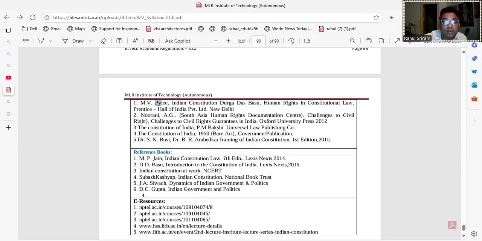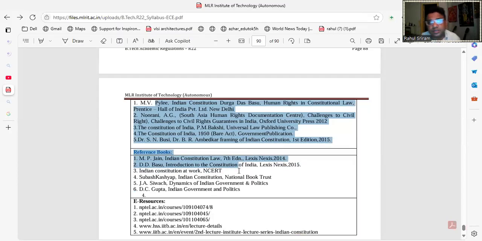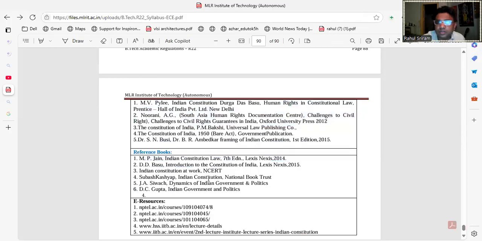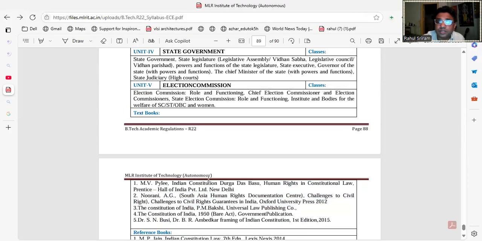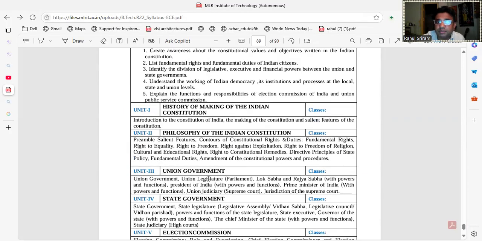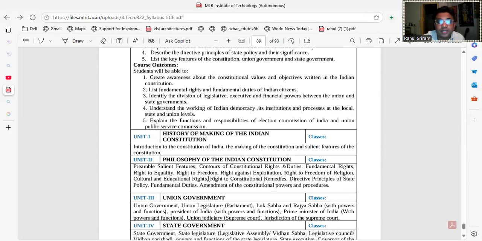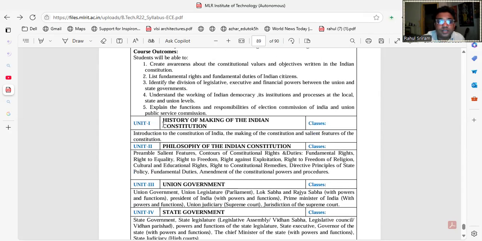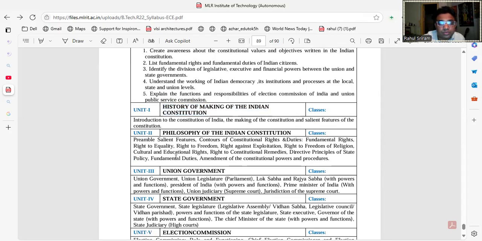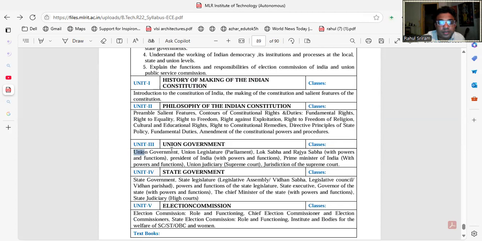Finally, Noorani, Bakshi, Basu, etc. So these are the books on the Constitution of India. The first thing we come to know is that the Constitution of India was written by B.R. Ambedkar. He fought for the well-being of scheduled communities. He was from a scheduled caste, so like that you have to remember.